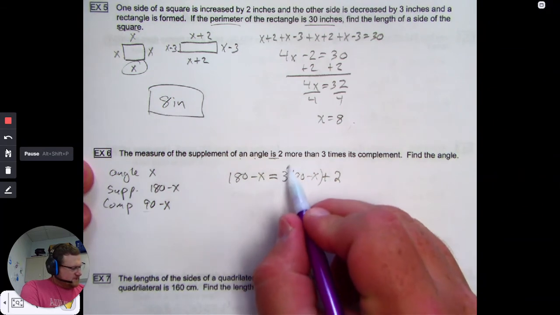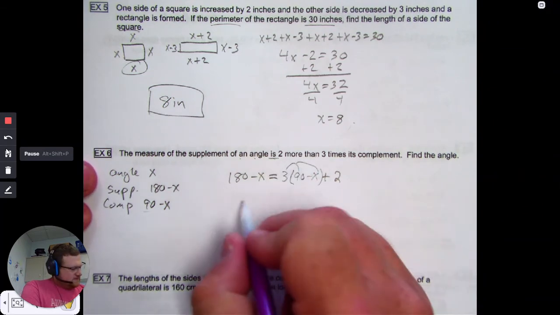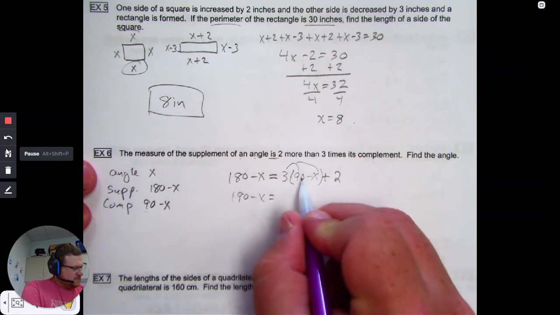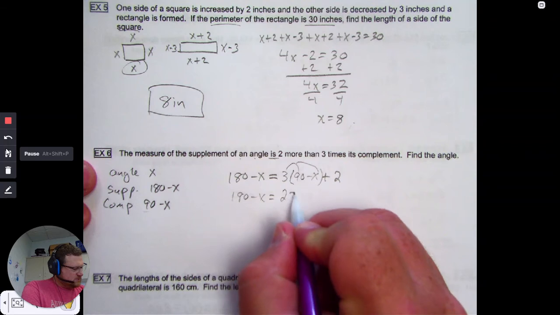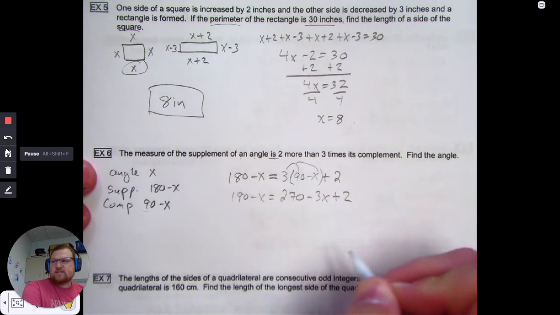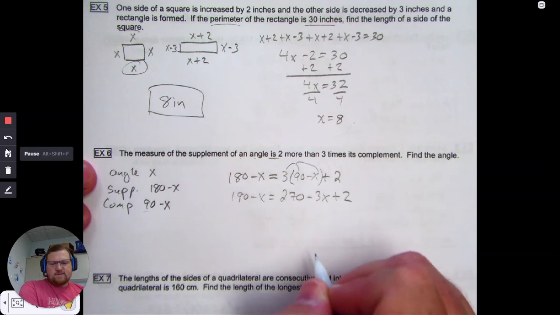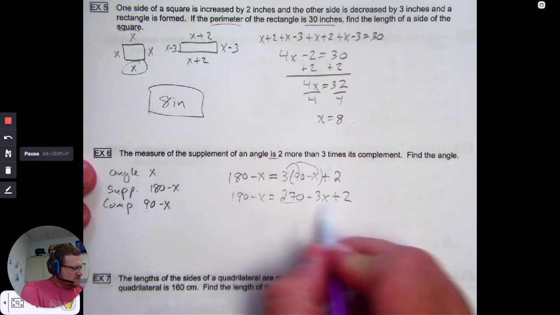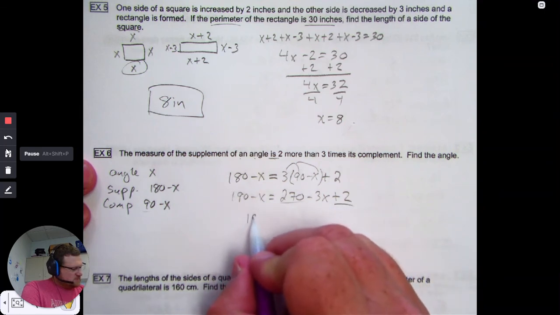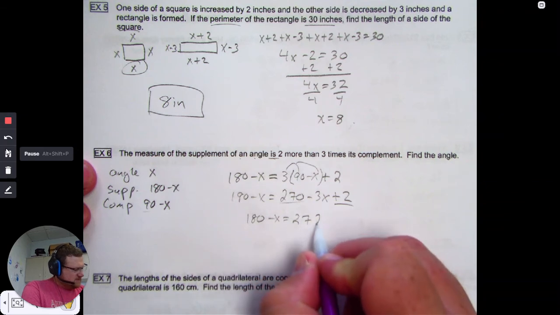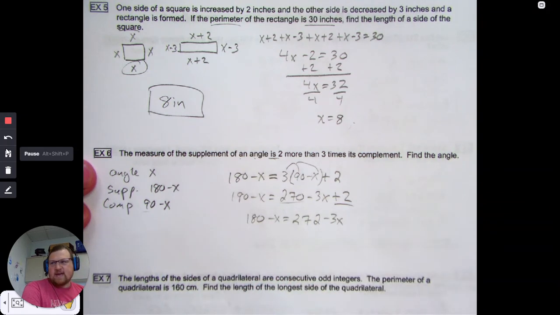So the first thing we want to do is distribute this 3. So 180 minus x equals 3 times 90, which is 270, minus 3x plus 2. Now we've said we always want to combine like terms on the same side. So we have this 270 and this plus 2. So 180 minus x equals 272 minus 3x.